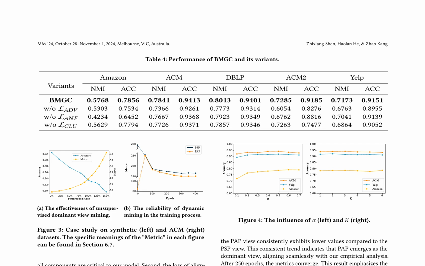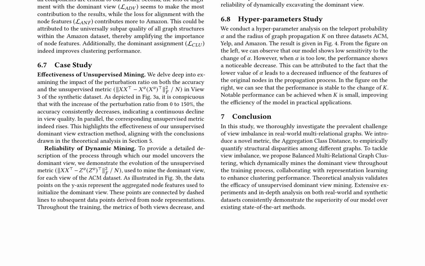A case study on the effectiveness of unsupervised dominant view mining and the reliability of dynamic mining in the training process is also presented. Figure 3a demonstrates that as the perturbation ratio increases, the accuracy consistently decreases, and the unsupervised metric rises, highlighting the effectiveness of the unsupervised dominant view extraction method. Figure 3b illustrates the evolution of the unsupervised metric for each view of the ACM dataset, showcasing the reliability of dynamically mining the dominant view.